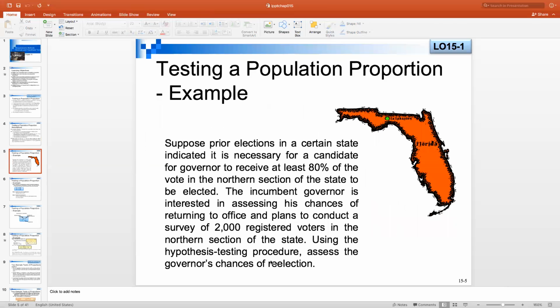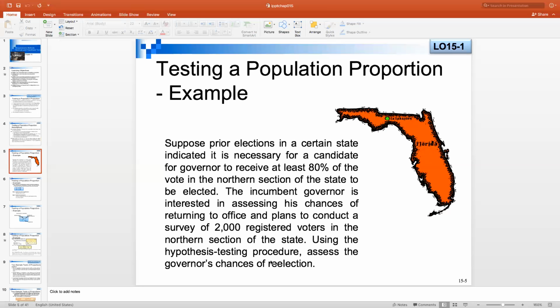It indicates it's necessary for a candidate for governor to receive at least 80% of the vote in the northern section of the state to be elected. The incumbent governor is interested in assessing his chances of returning to office and plans to conduct a survey of 2,000 registered voters in the northern section of the state. Using a hypothesis testing procedure, assess the governor's chances of re-election. Okay, thank you.